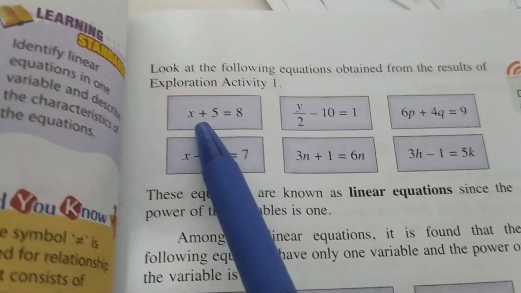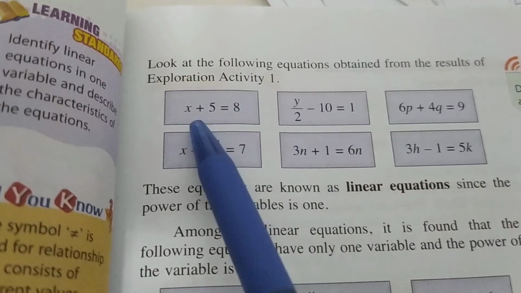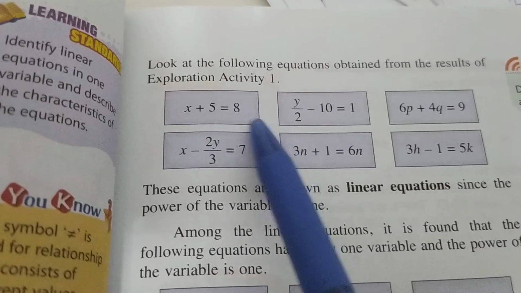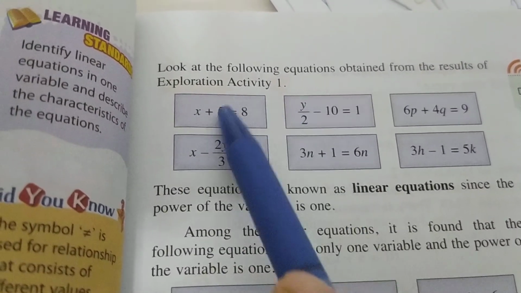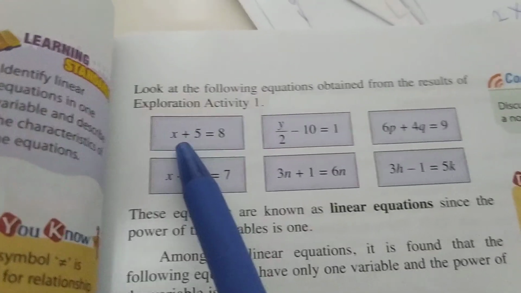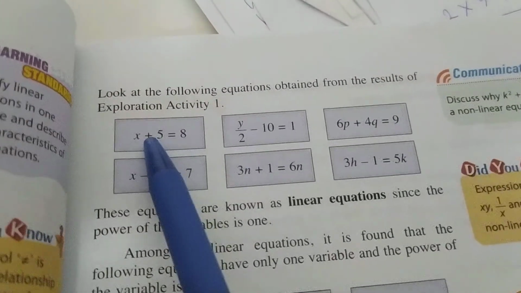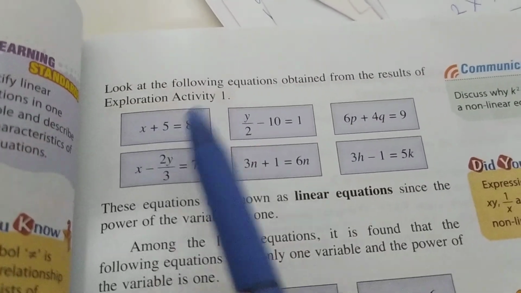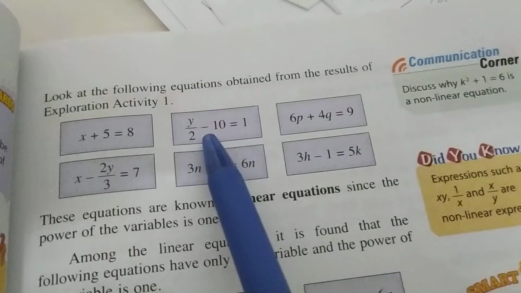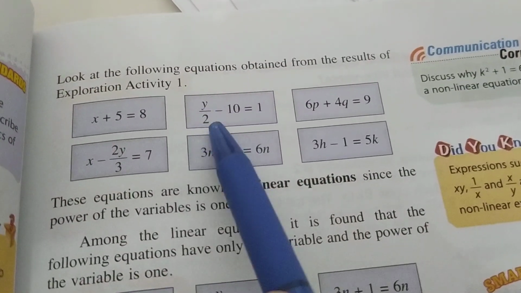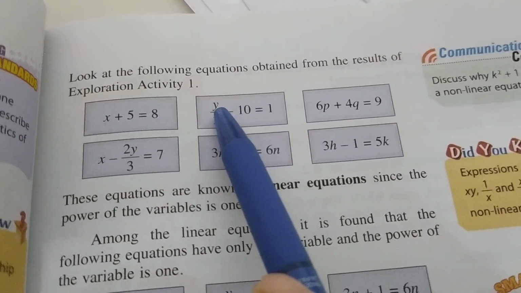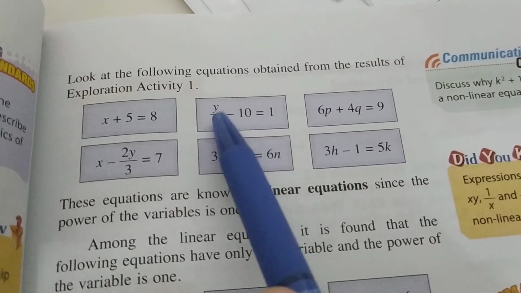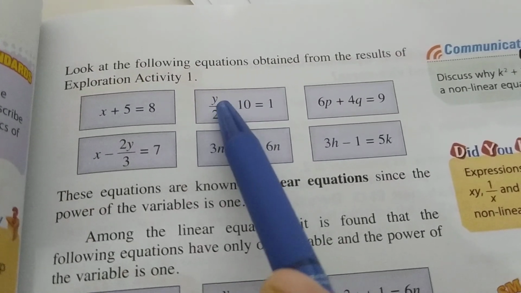So x power of 1 plus 5 equal to 8, but normally we write x plus 5 equal to 8. Because the power of this variable is 1, this is known as a linear equation. So remember, a linear equation is an equation which consists of variables with the power of 1. The second equation, y divided by 2 minus 10 equal to 1: y is a variable, and the power of y is also 1, so we don't need to write the power of 1 here.